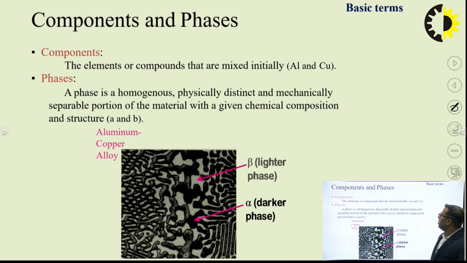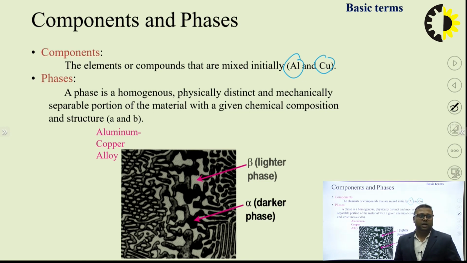How do you define the component? The component can be defined as the elements or compounds that are mixed initially, like aluminum and copper. Whereas for phases, we have already discussed that a phase is a homogeneous, physically distinct and mechanically separable portion of the material with a given chemical composition and structure.